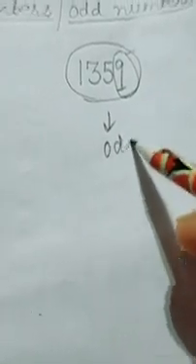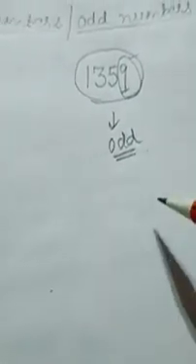If the ones place digit is not 0, 2, 4, 6, 8, if it is other than these numbers, and here you can see it is 9. It is not 0, not 2, not 4, not 6, not 8, it is 9. So this number, 1359, is an odd number.